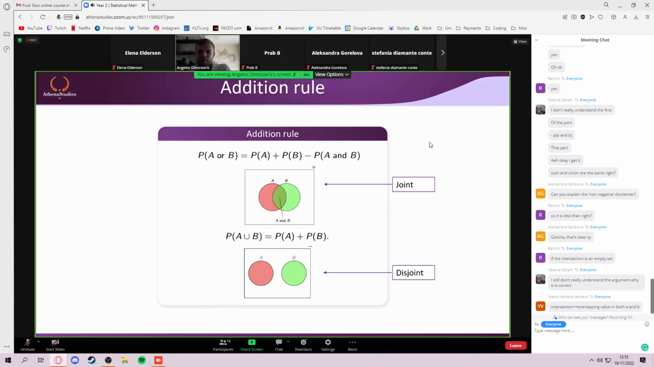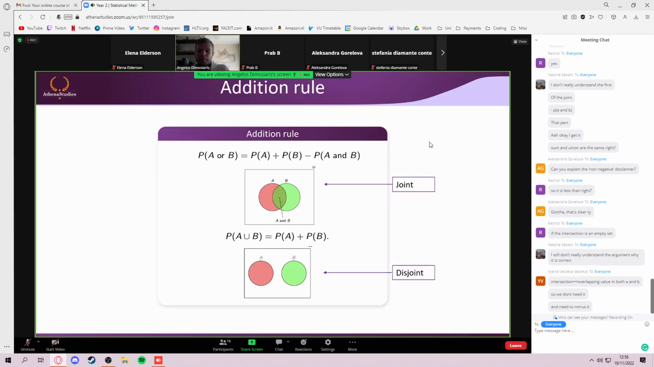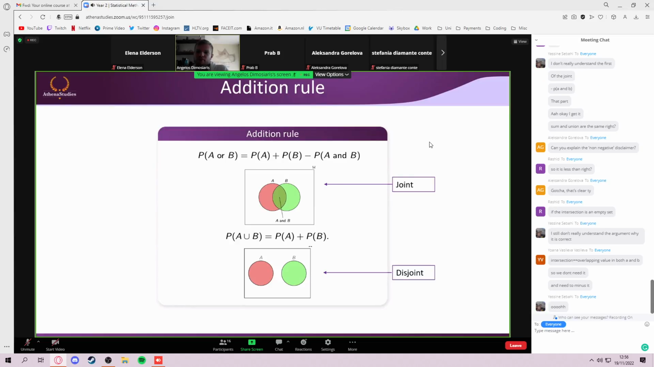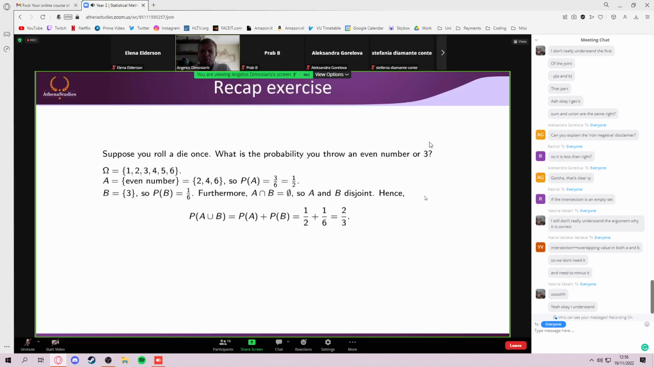Is it now more clear? Yes, intersection is the overlapping value in both A. Yeah, we don't need it. No, when it talks about with, yeah. Yes, exactly. So when we talk about union, we care about A or B? Not A and B. Perfecto. I don't know why I talk Spanish, but okay.